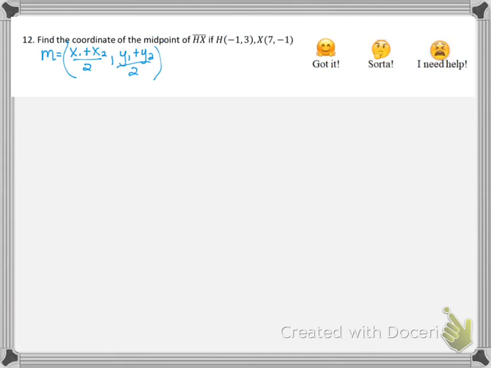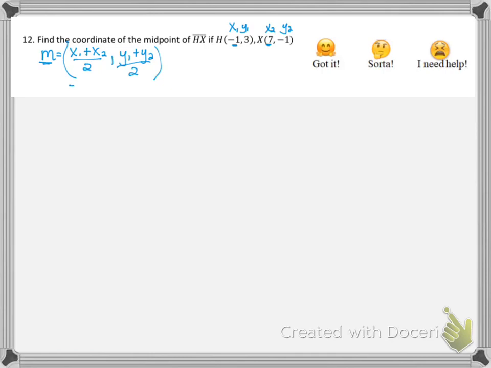All right, find the coordinates of the midpoint of HX if H is at -3, 3 and X is at 7, -1. So this is our formula that we're having to use here. We're trying to figure out what the midpoint is. So we end up adding our x's. So I'll just put right here that this is x1, y1. This is x2, y2. So we're going to be adding the x's and then dividing it by 2. So let's go ahead and do that.